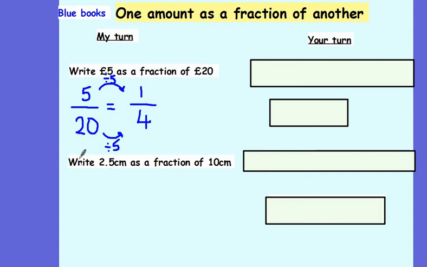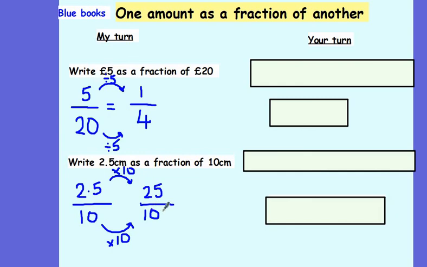For the second question, I've been asked to write 2.5 centimetres as a fraction of 10 centimetres. So this time I've got 2.5 out of 10. Do I like decimals in my fractions, Lucy? No, I don't. So the first thing I'm going to do is I'm going to get rid of the decimal by multiplying top and bottom by 10. Which is going to leave me with 25 out of 100.